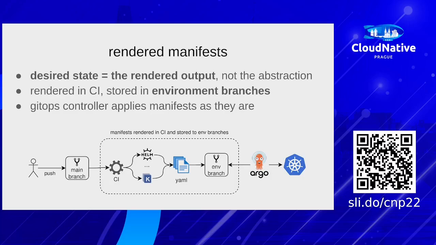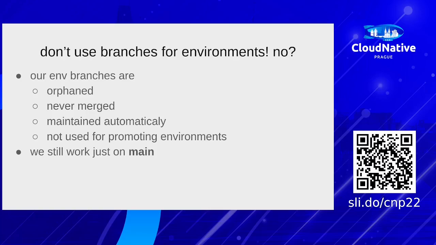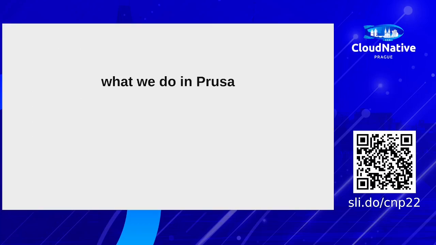By the way, this approach also allows you to apply some policies like requiring merge requests, protected branches, or approvals, and such stuff that is very useful. And no, it is not Git flow, because the branches are orphaned, never merged, maintained automatically, and not used for promoting my environments. We still work just on main. Well, and that's basically it.